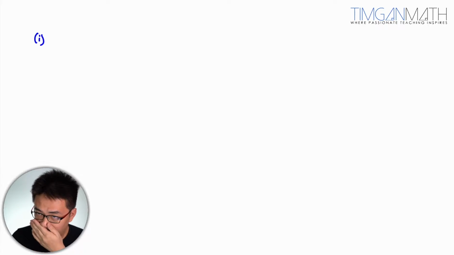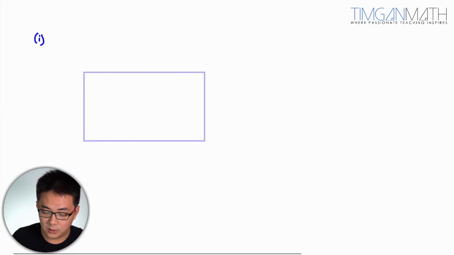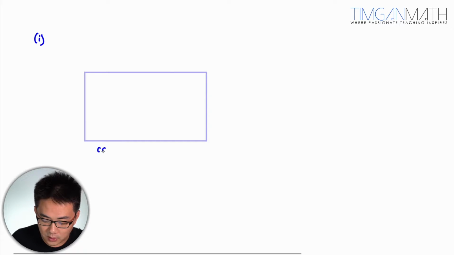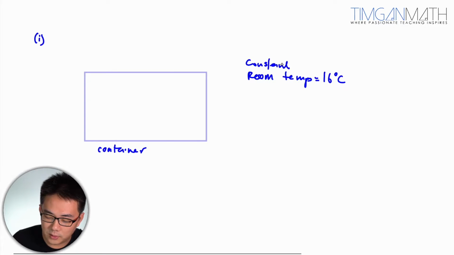So you're told that the scientists begin to investigate how hot water actually cools down, and the water is heated in a container and then placed in a room which is kept at a constant temperature of 16 degrees. Okay, so if this is a container, there's hot water inside. So there's a room temperature here, which is actually held constant at 16 degrees. Okay, so room temp is constant. Great, so we try and understand this.